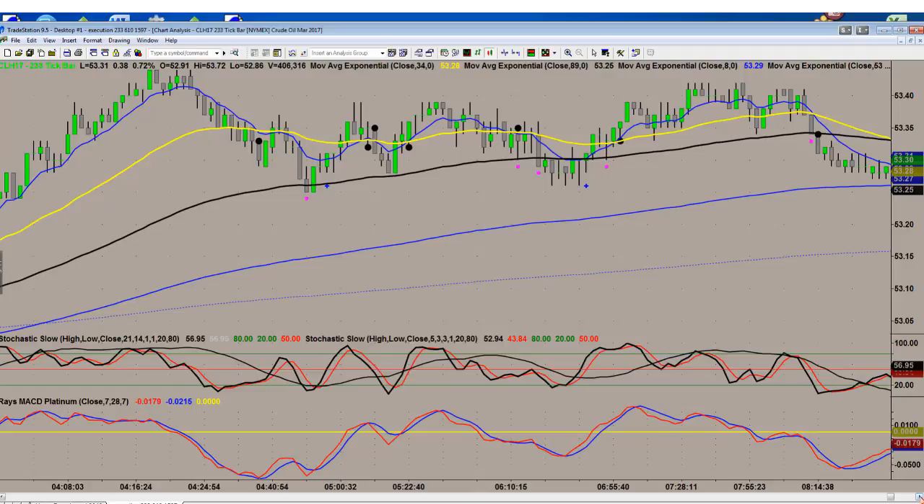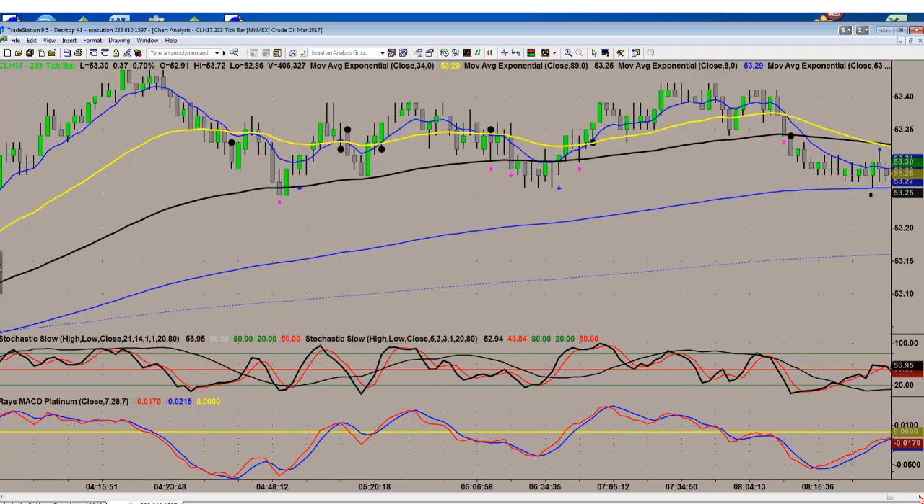Now we're beginning to see the dot. That means we now have a close underneath the 8, and the 8 is underneath the 34. So we're turning into a bearish crossover, crossing down in this particular case. But notice the difference between where that occurred versus the previous T20s. It's now becoming more bearish.